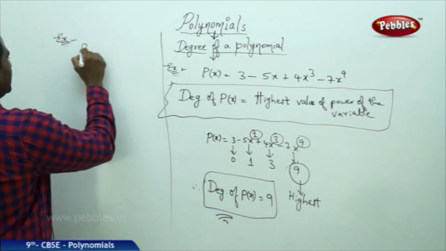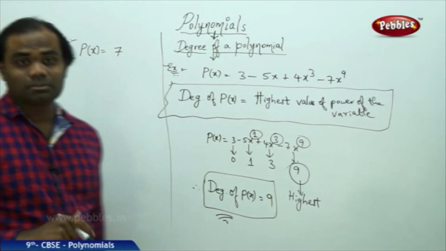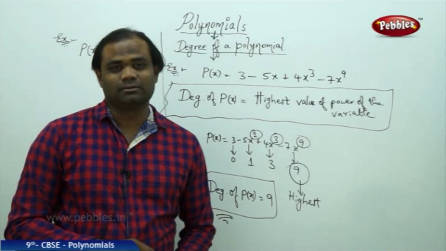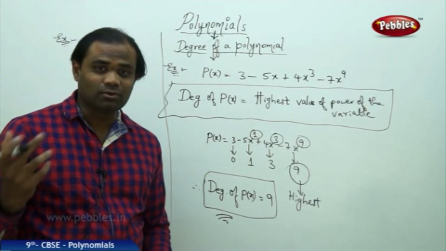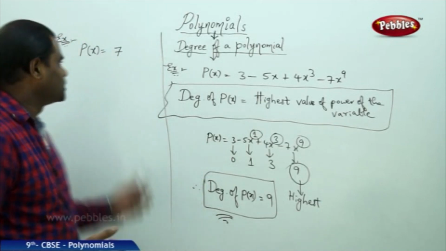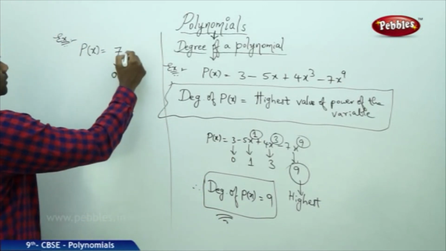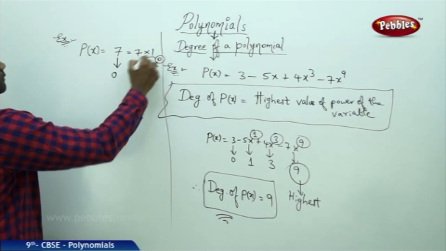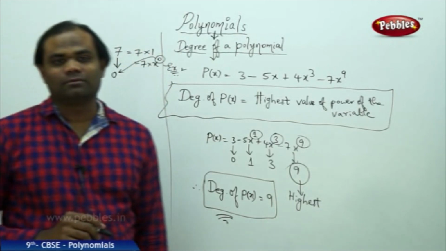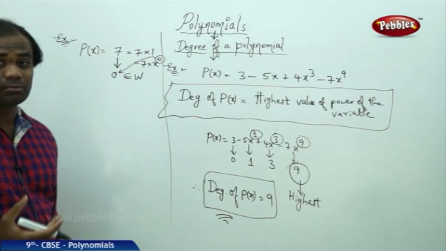For example, I have p of x is equal to 7. Is it a polynomial? Yes, it is a polynomial. It's a polynomial which is called a monomial because this polynomial has only one term, that is 7. So it is a monomial with its highest power being 0, because this can be written as 7 times x power 0, which comes out to be 0. So the power of the variable x here is 0, which belongs to W, and hence it is a polynomial.